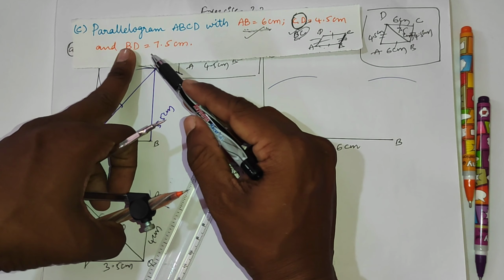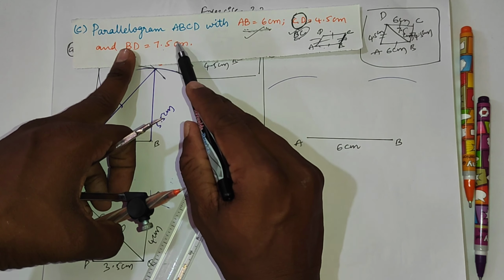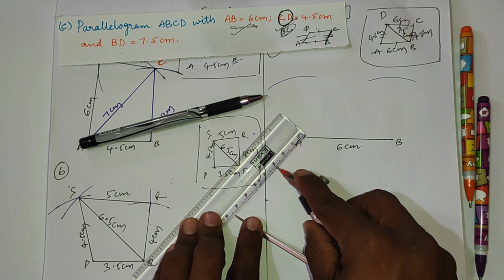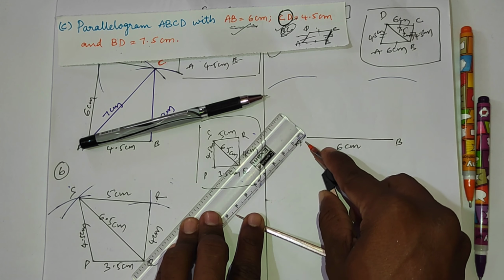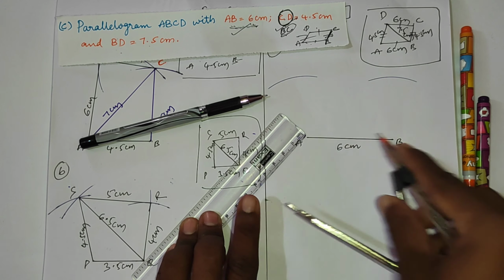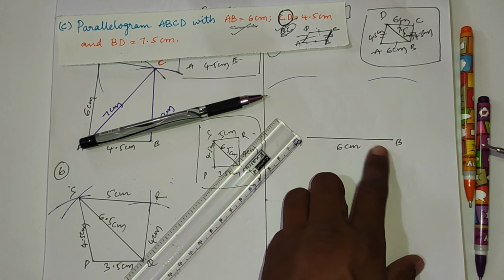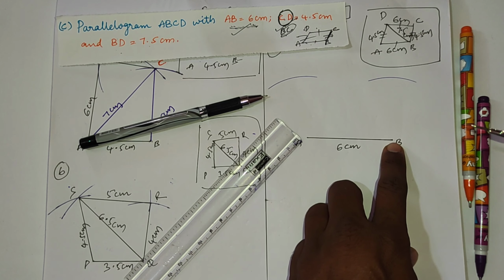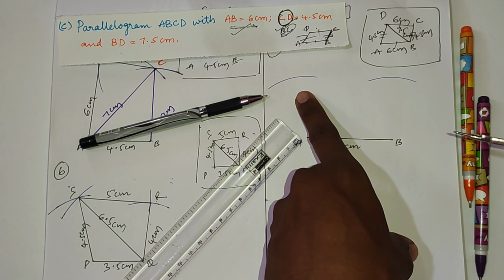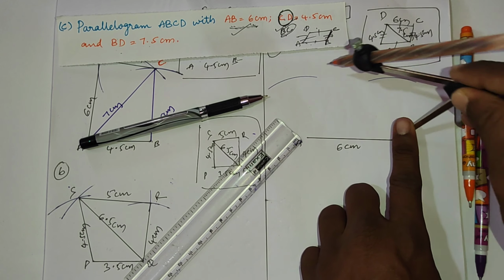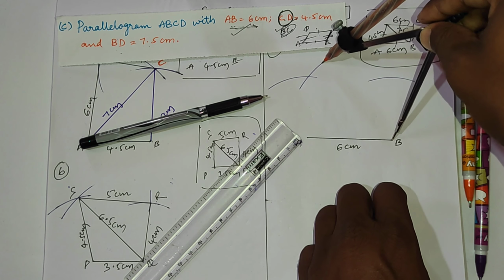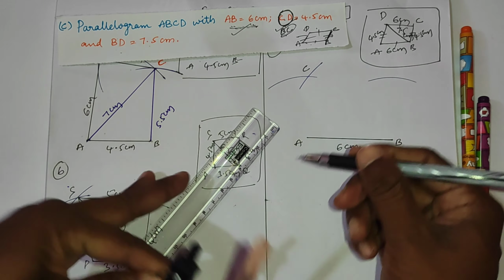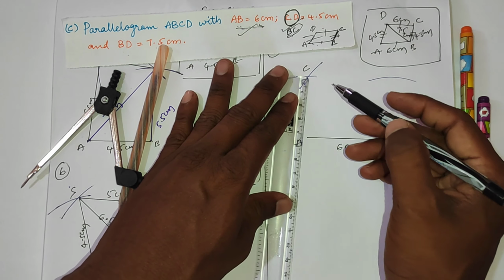Okay, then what do we have to do? We have to construct the diagonal with a 7.5 centimeter radius. Okay, now consider 7.5 centimeters radius. BC means not BD. So BD, ABCD, with center B, I am cutting this arc. Okay, taking B as center, I am cutting this arc. We got the intersecting point. So this one is D. Now join from A to D first.